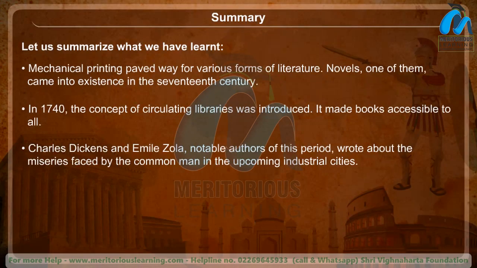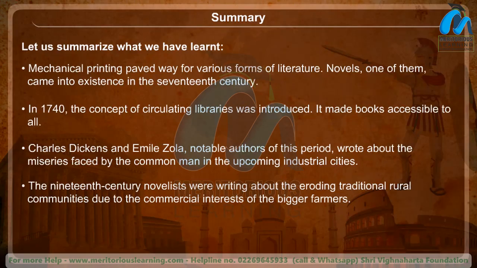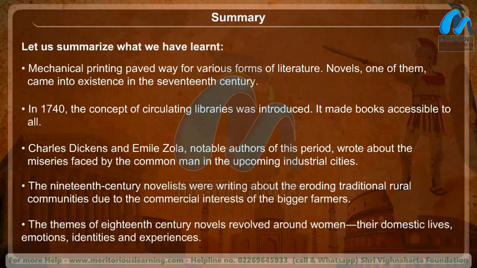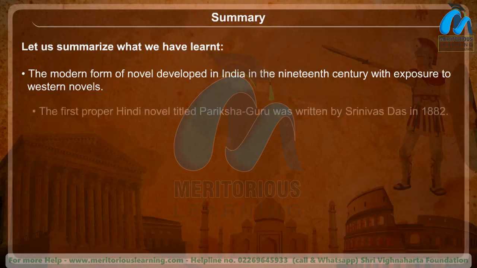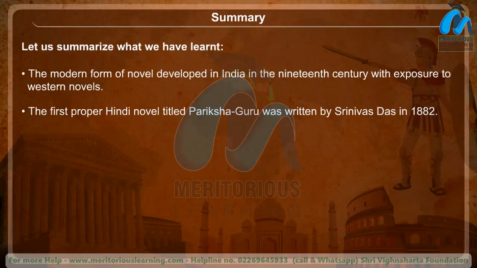Charles Dickens and Émile Zola, notable authors of this period, wrote about the miseries faced by the common man in the upcoming industrial cities. The 19th century novelists were writing about the eroding traditional rural communities due to the commercial interests of the bigger farmers. The themes of the 18th century novels revolved around women, their domestic lives, emotions, identities, and experiences. The modern form of novel developed in India in the 19th century with exposure to Western novels. The first proper Hindi novel, titled Pariksha Guru, was written by Srinivas Das in 1882.